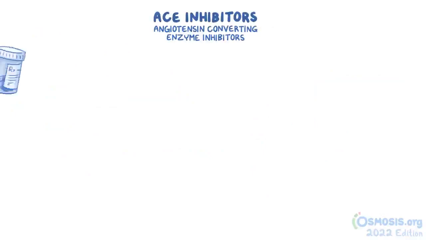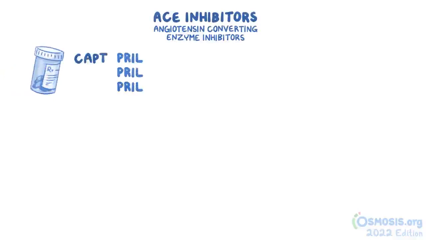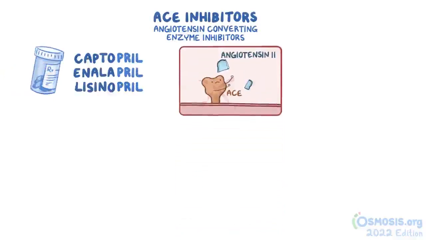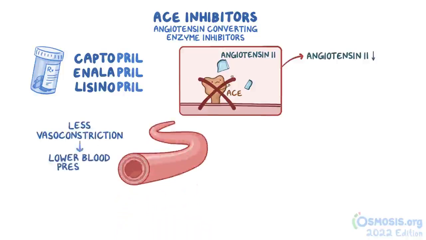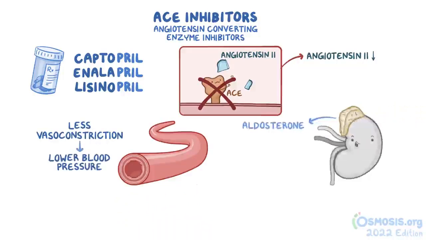Okay, so next we have the angiotensin converting enzyme inhibitors, or ACE inhibitors, and their names usually end in pril, like captopril, enalapril, or lisinopril. So by inhibiting the action of ACE, they prevent the formation of angiotensin 2, and therefore decrease its level in the blood. With less angiotensin 2 in the bloodstream, there is less vasoconstriction, and therefore these medications effectively lower the blood pressure. In addition, they lower aldosterone release, which causes natriuresis, or excretion of sodium, by the kidneys.